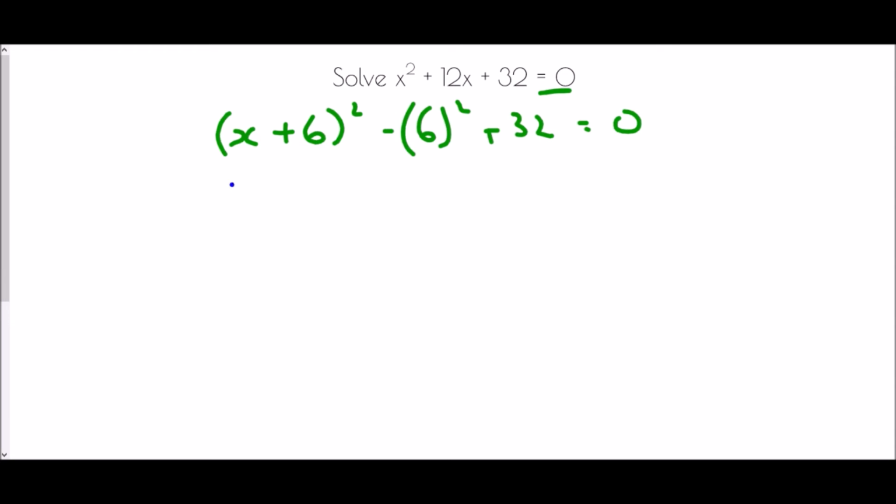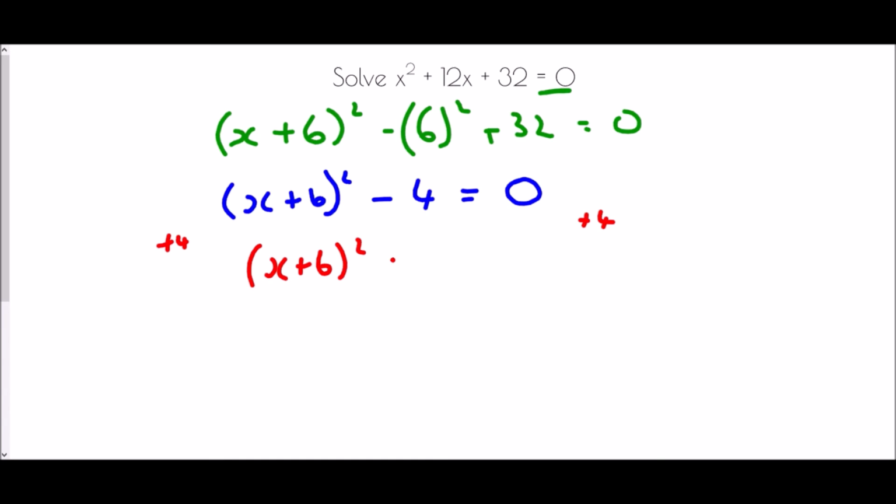So x plus 6 squared will remain as it is. But if I take away 6 squared, that's taking away 36, and then adding 32. So that's actually take away 4. And so it equals 0. If I were to then try to work this out, well, I need to get x all on its own. So the first thing I'm going to do is add 4 to both sides. And if I do that, I get x plus 6 squared equals 4.